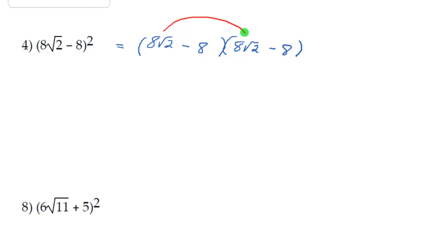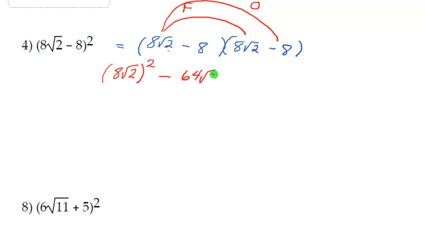So you're going to multiply the first terms. So that's going to be 8 times 8, which is 64, times the square root of 2 times another square root of 2. So let's think of it this way. That's going to be 8 square root of 2 squared. And then the outer terms, which is an 8 square root of 2 times a negative 8, would be a negative 64 square root of 2.